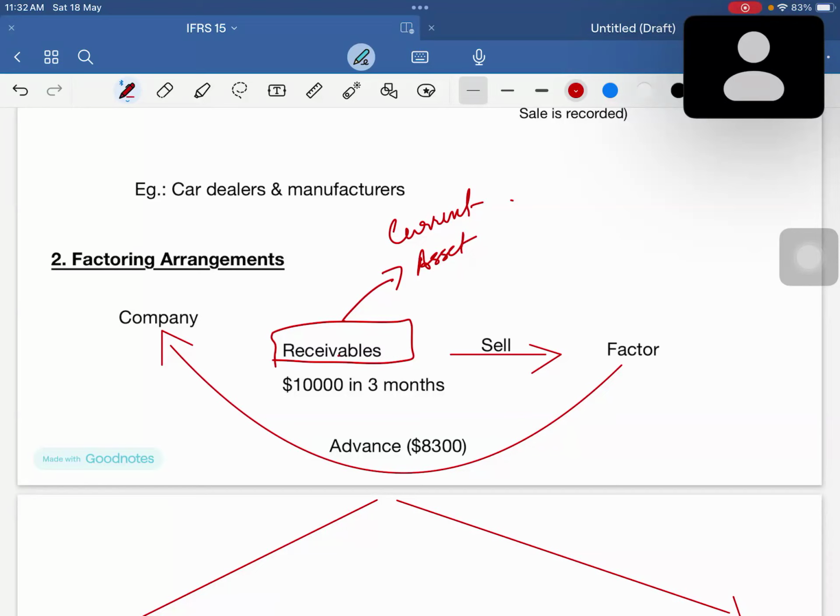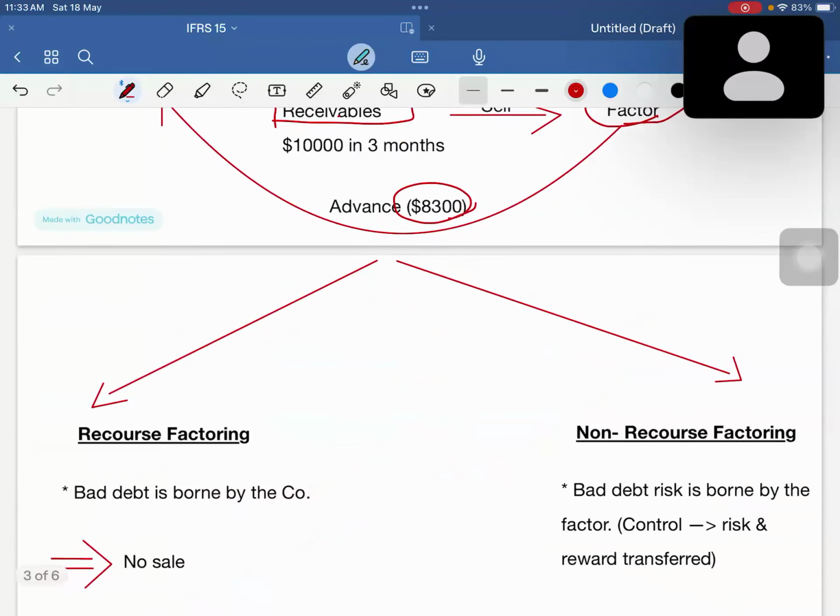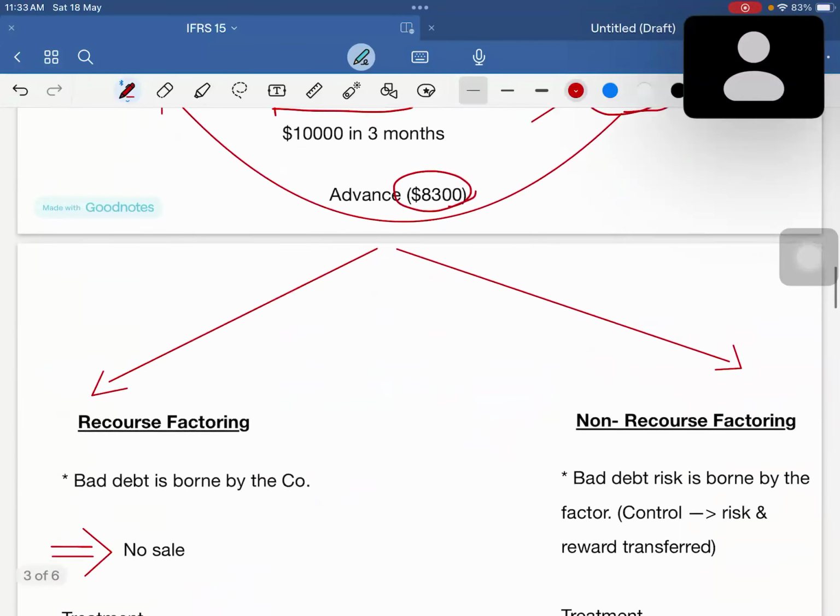So what you do is you take these receivables and sell them to someone else. That someone else is called the factor. This factor is going to give maybe 8,300 as an advance to the company out of the 10,000 that is being sold. Clear? And the factor would then be responsible for collecting all the receivables. Now, when you see the factoring arrangement, there are two types.